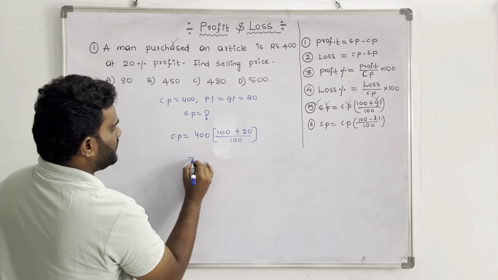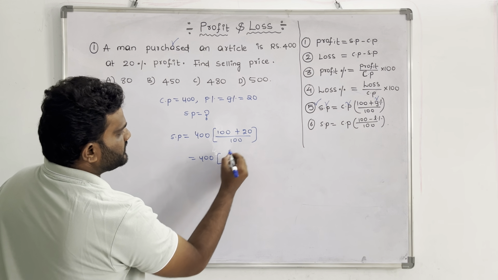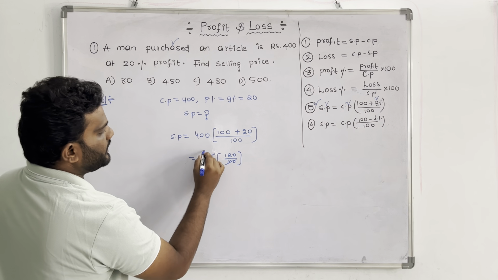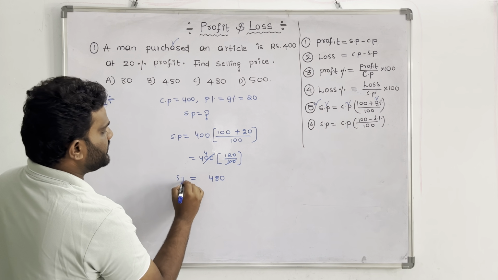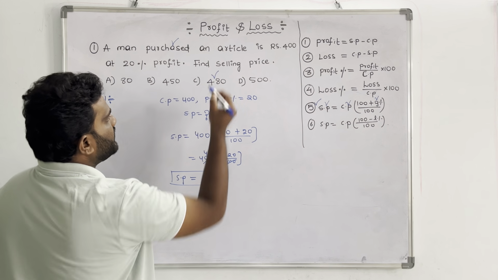Okay, so if you solve this, 4 multiplied by 120, 4 times 120 is 480. So the selling price is nothing but the answer 480. Option C is the right answer.